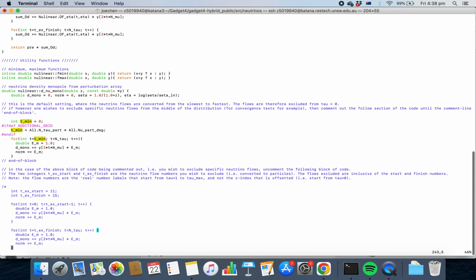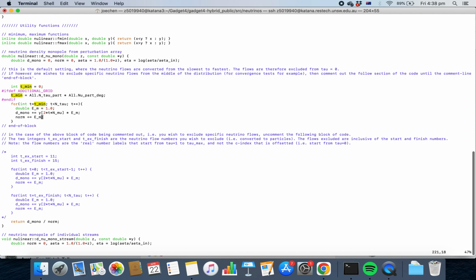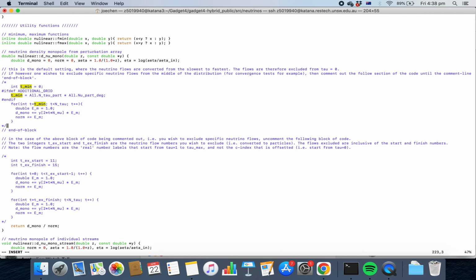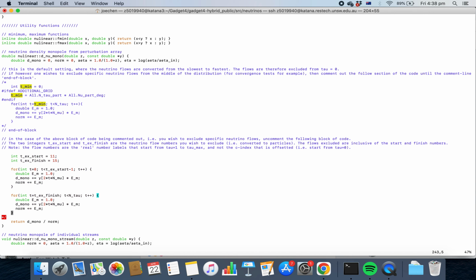And the exact same structure happens in the denew mono function. So here, if you want to do it, comment out the code from the first block, and then uncomment the second block. Again, you'll have these tx start and tx finish to tell the code where the start of the exclusion happens and where it finishes. So again, if we're excluding 10 to 13, add it here, and it's going to go through the exact same structure as we said before, and exclude the middle flows.